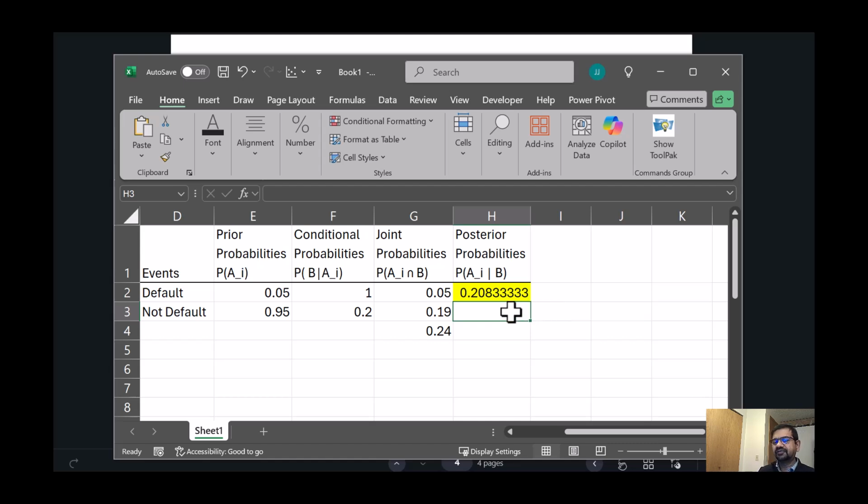We could have done that for not defaulting but missing a payment, which would be this divided by 0.24, or 0.79. So again, this is the third way in which we can do Bayes' theorem or calculate posterior probabilities given our prior and the update.